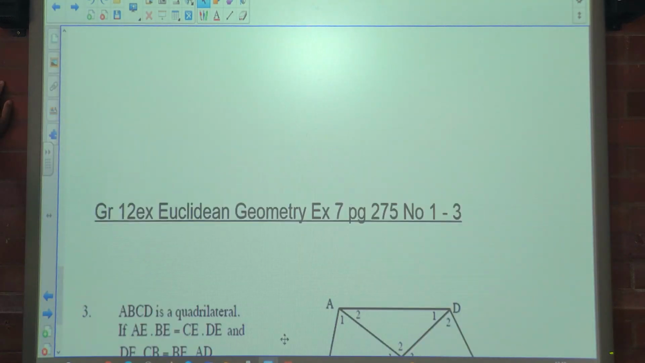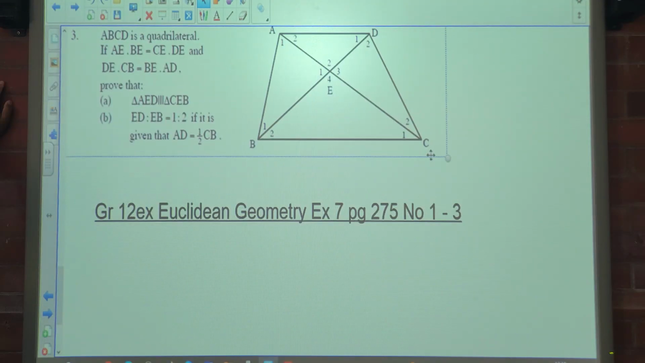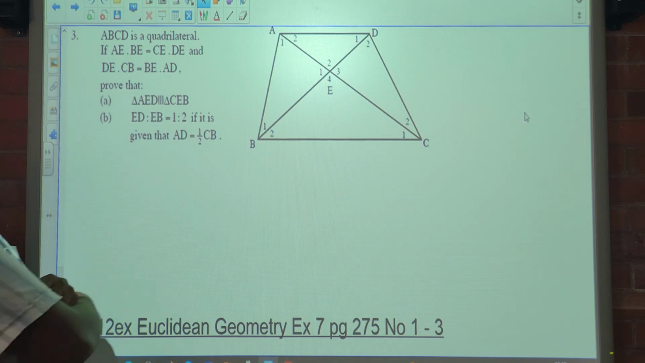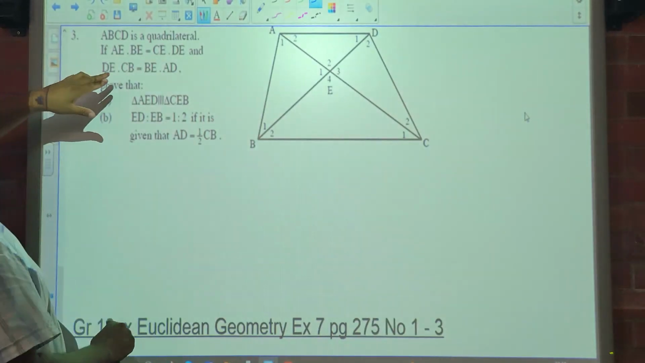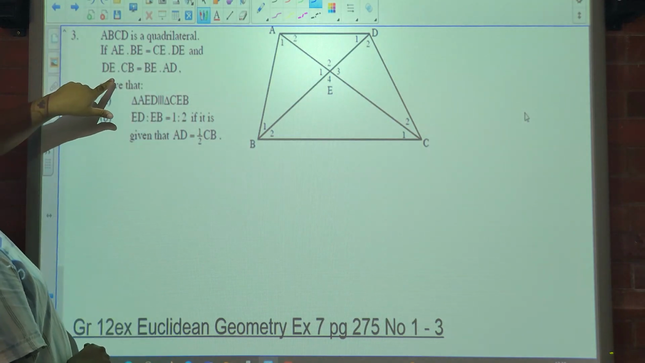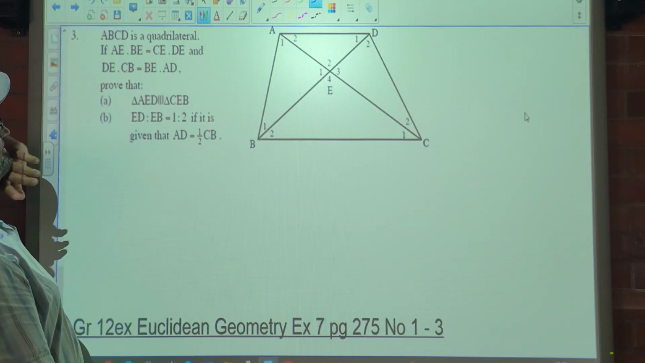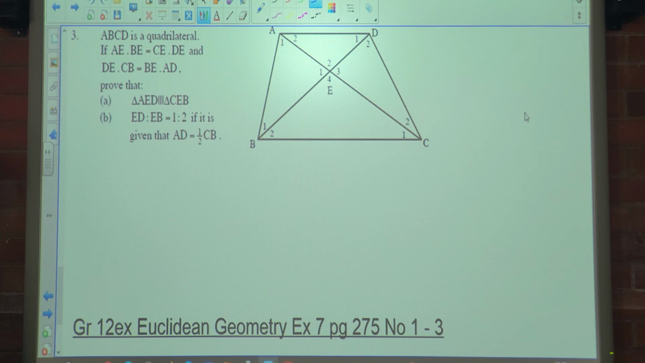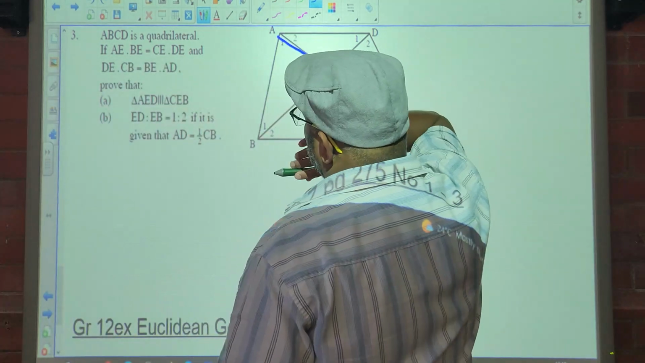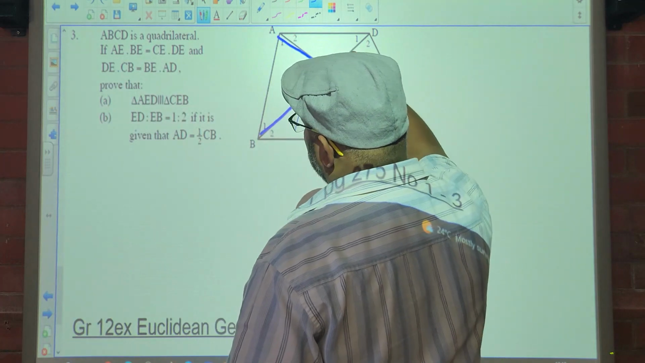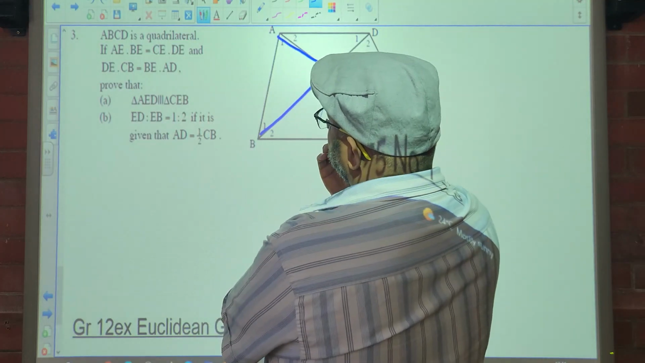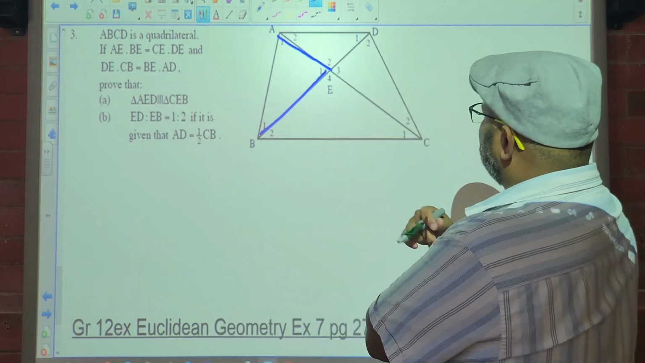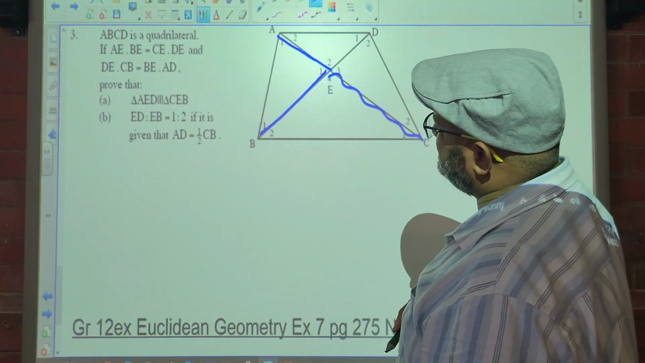If we get the third one, which is the last one in this exercise, here we are told that ABCD is a quadrilateral. AE times BE is equal to CE times DE, and DE times CB is equal to BE times AD. You must prove that those two triangles are similar. So AE, that is AE, and EB, which is this here. And then CE. And DE.